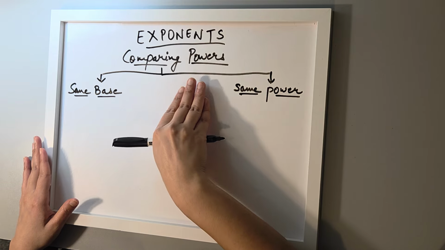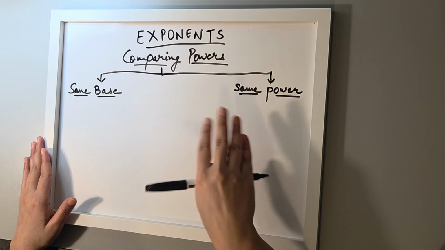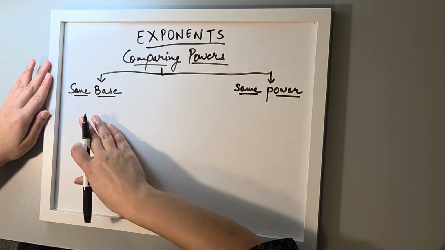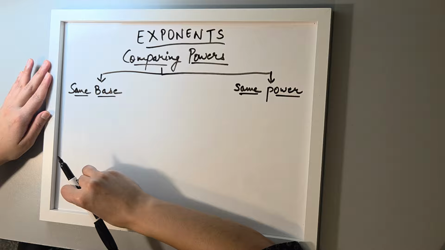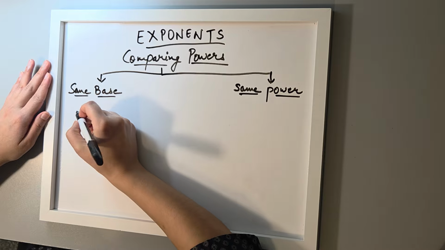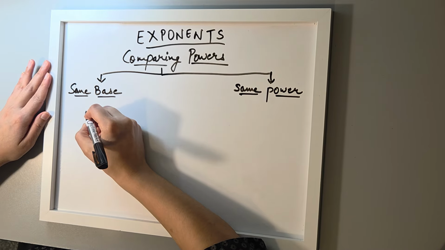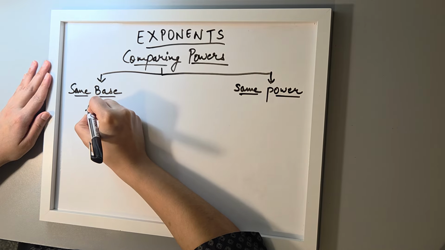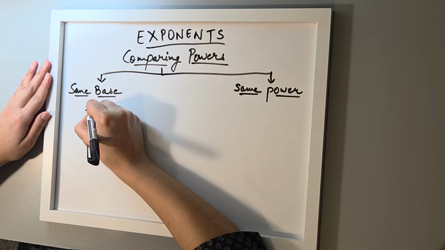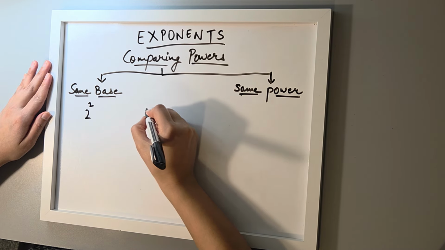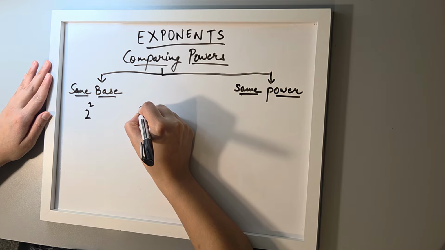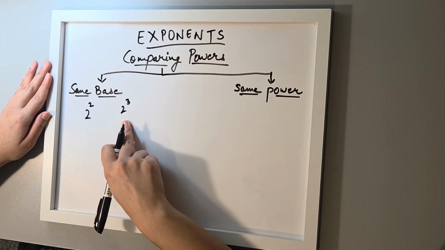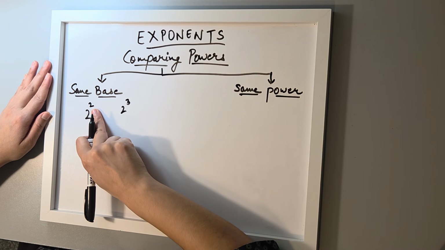Okay. So this comparing can be classified broadly into two sections. One is when we have places where the base is the same. Okay. So I'll give you an example. If we say 2 to the power of 2, okay, and I say 2 to the power of 3, the base is the same, 2, but here the power is 2.